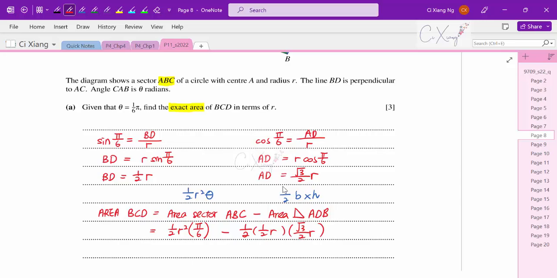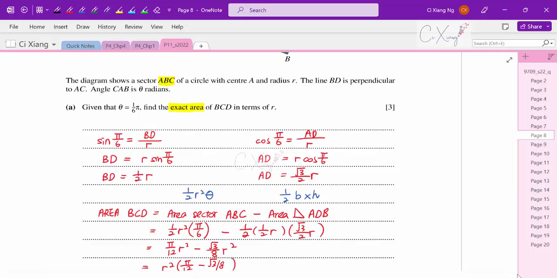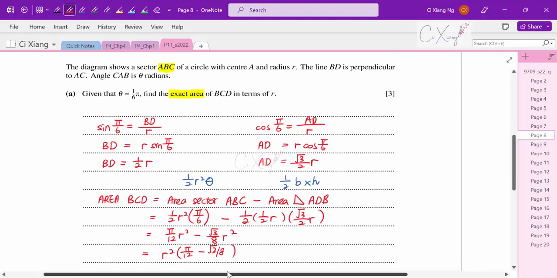Okay, so we simplify from here. We have pi over 12 R squared minus square root 3 over 8 R squared. This can be your answer, or if you want to simplify it further, you get R squared times pi over 12 minus square root 3 over 8. So this is basically the area of BCD in terms of R.